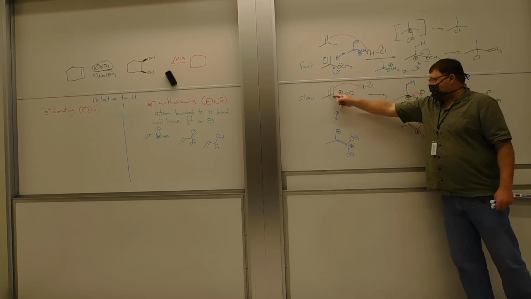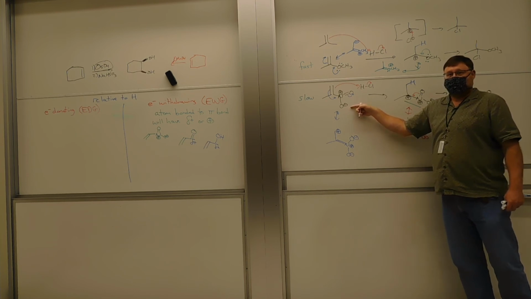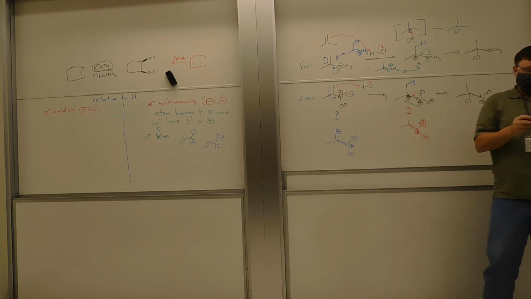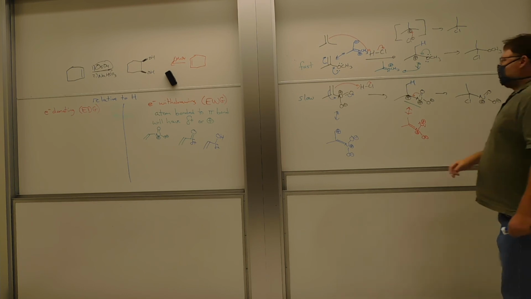But competing with that is this nitro group. It's pulling on these electrons. If you put it in human terms, I like to think about this in financial terms. If you think about the electrons basically being money.